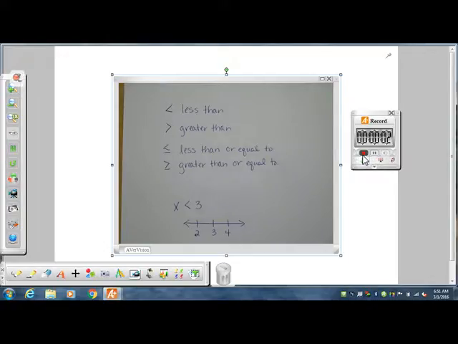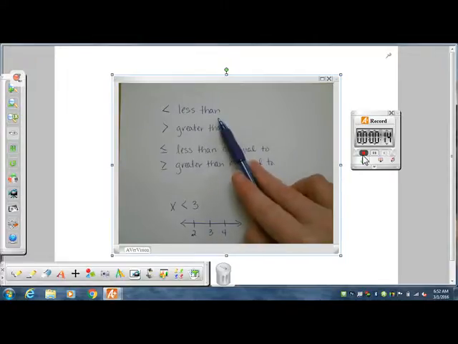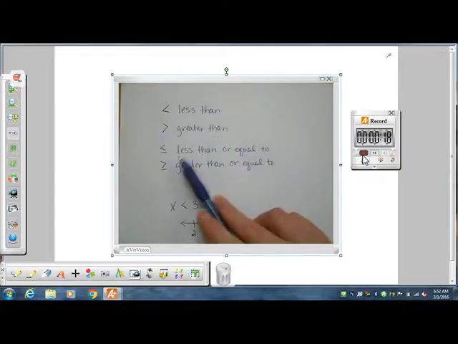Today we're going to talk about inequalities. Inequalities happen when something is not equal to, or we're making a comparison. The four comparisons that we make are less than and greater than, which are ones that you've used in the past, and less than or equal to, and greater than or equal to.